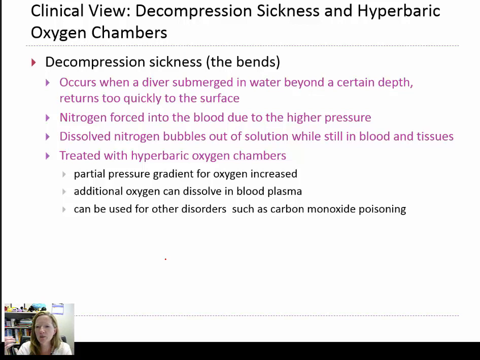But it's called the bends because when these nitrogen bubbles get trapped in the joints, it causes people to bend over in pain. But the real term is decompression sickness. That's usually how they have to treat a person, with hyperbaric oxygen chambers. It's going in and really increasing the pressure gradient for oxygen, so you can get more oxygen dissolved into the blood plasma. And that is going to happen.